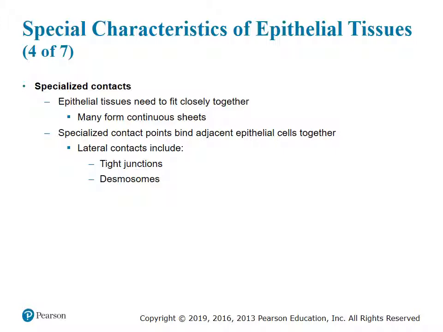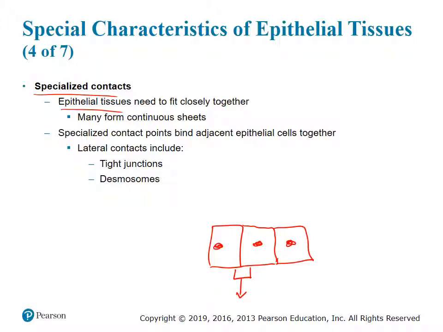We know this already. This is another characteristic, right? Specialized contacts. We know, for example, that the tissues need to fit closely together. So if there are two tissues just like this, they would actually look like this to you. But we know that there are connections in between here, and we call those junctions, right? Cell junctions.